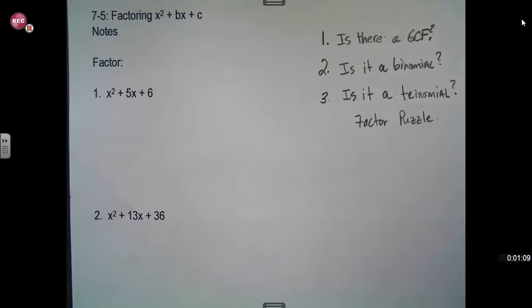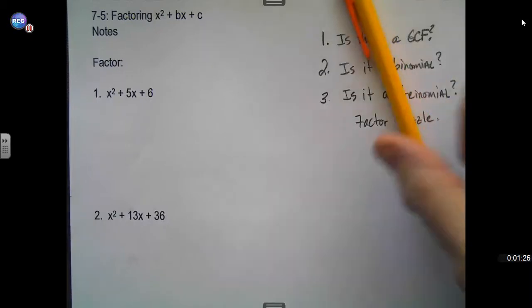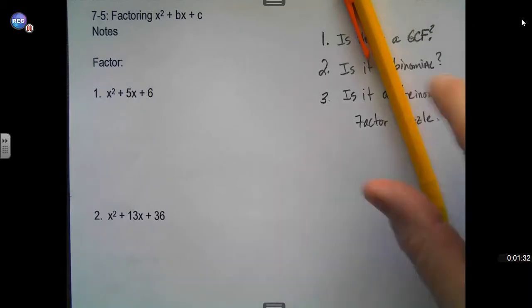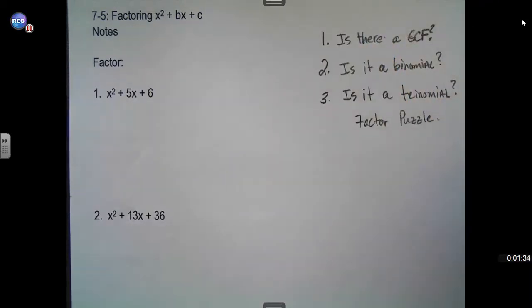Last year, I don't think I taught the factor puzzle. I just taught the process of trial and error. And then my pre-calculus kids were talking to me, and some of them still use a factor puzzle. So they suggested that I teach the factor puzzle rather than just the trial and error method. So that's what I'm going to do here.